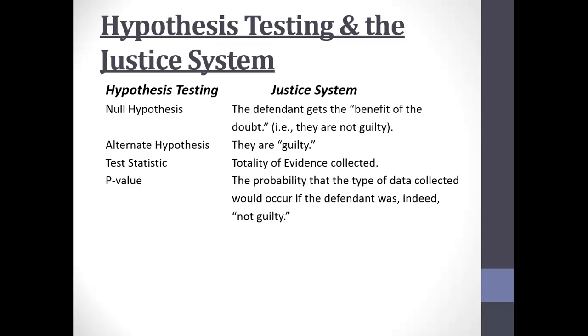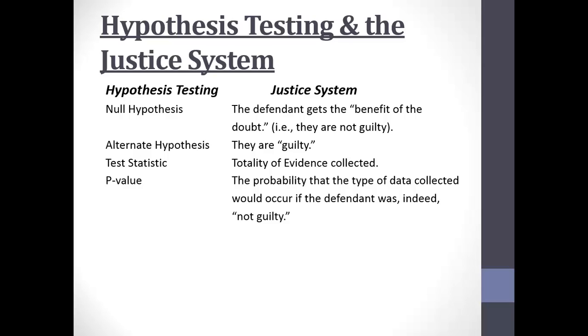the defendant, our system is innocent until proven guilty, right? So we start out by assuming that the defendant is not guilty. So we're giving them the benefit of the doubt. That's like our null hypothesis that they didn't commit the crime. The alternative hypothesis is just, again, the opposite of that. So that's when we would say that they are in fact guilty of the crime.